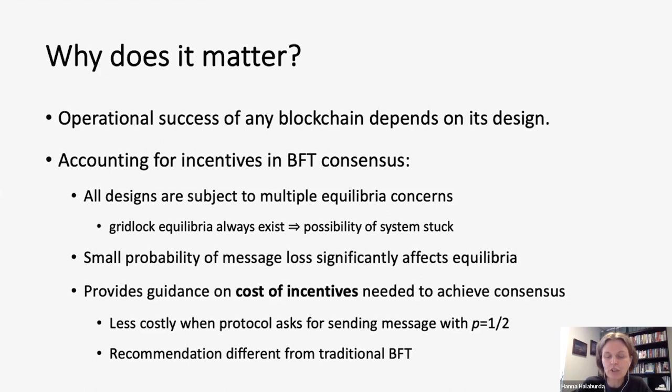Small probability of message loss will significantly affect the equilibria and the cost of the well-working consensus protocol. And finally, we provide guidance on the cost of incentives needed to achieve consensus in blockchain. And we show that it is less costly when the protocol asks for sending message with probability one half than with probability 99%. And this is a recommendation that is different from traditional Byzantine fault tolerant protocols. So let me stop here, Jason, and over to you. Thank you.